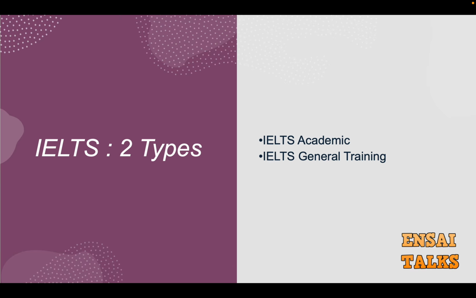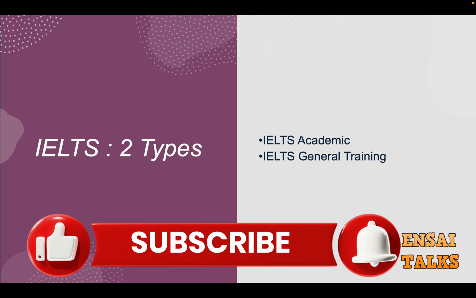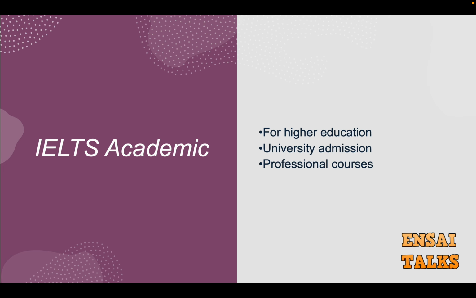IELTS has 2 different types, also called modules. Choosing the correct module is very important and it depends upon your goal. IELTS Academic is for students who want to study at universities or college abroad. If you are planning to do bachelor's, master's or PhD, then you need IELTS Academic. It is also required for some professional courses. So it depends upon your goal completely.